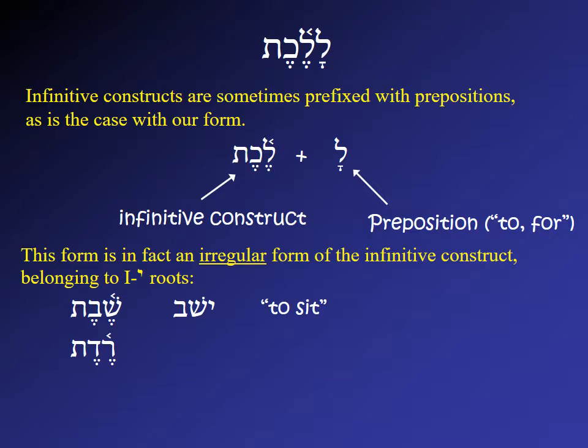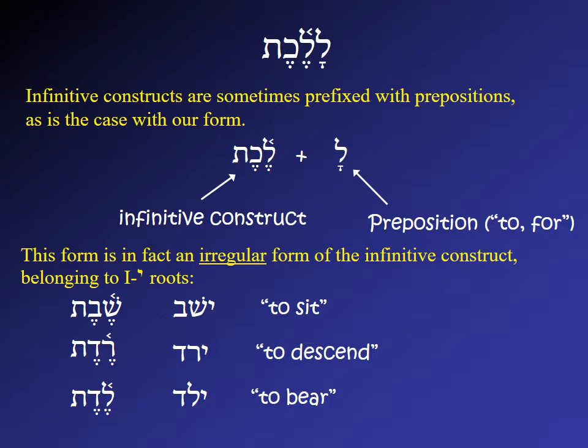Similarly, infinitive construct redet comes from the root yarad, which means to descend or to go down. Or again, ledet comes from the root yalad, which means to bear or to give birth.